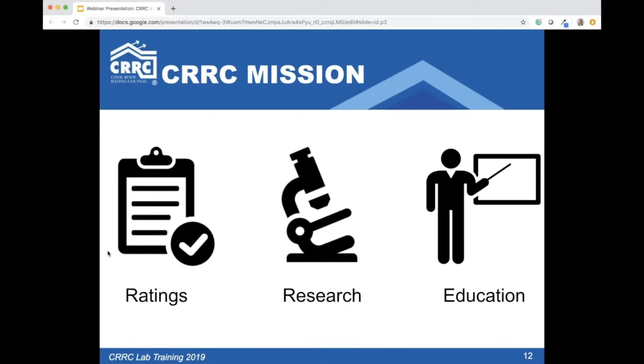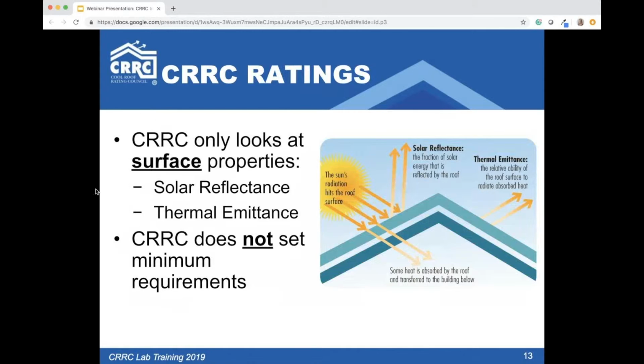So the CRRC's mission, we have 3 pillars: ratings, research, and education. So we want to implement and communicate a fair, accurate, and credible radiative energy performance rating system for roof surfaces. We want to support research into the radiative properties of roofing surfaces, and also to provide education and support to people that are interested in understanding and comparing various roofing options.